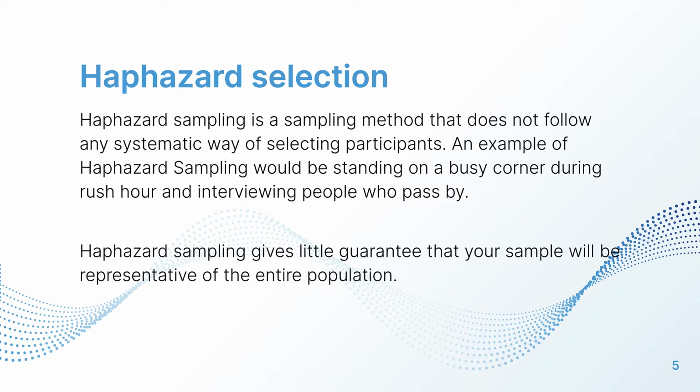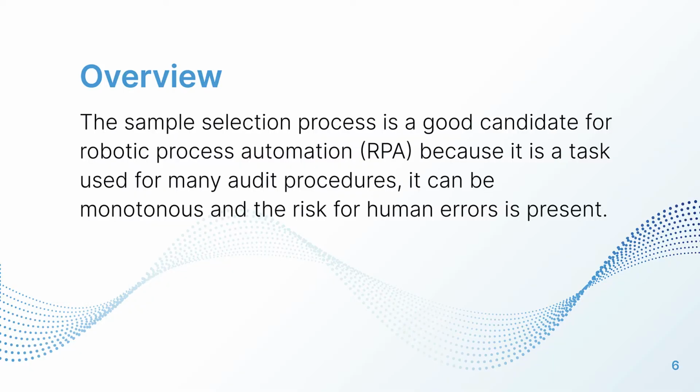So in the earlier example, to get the participants, you can go to a busy corner where many people pass by because it's easy. However, haphazard sampling gives little guarantee that your sample is random and can represent the entire population. And in this section, we're not going to drill down into the different sample selection methods. However, we're going to automate some of the sample selection process.